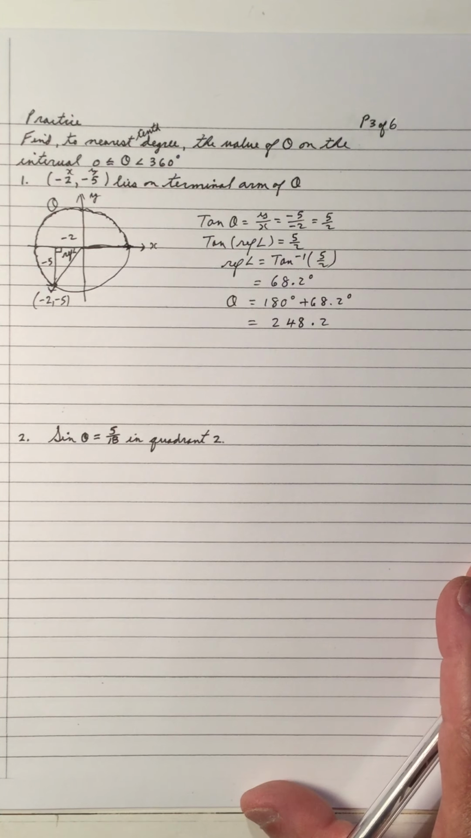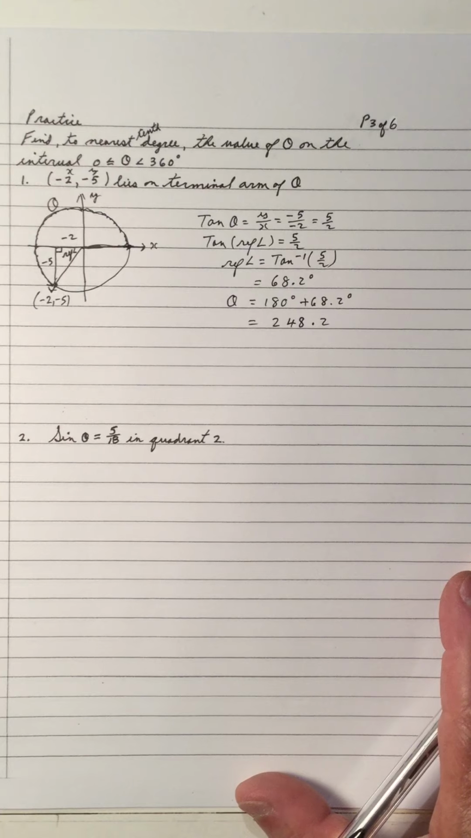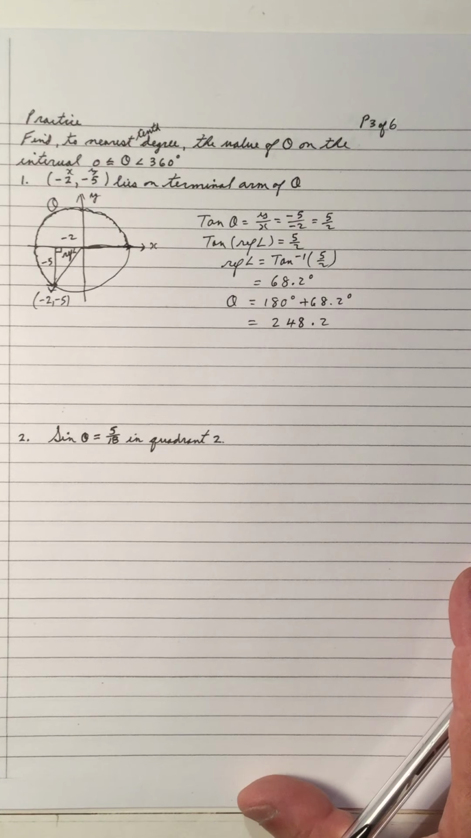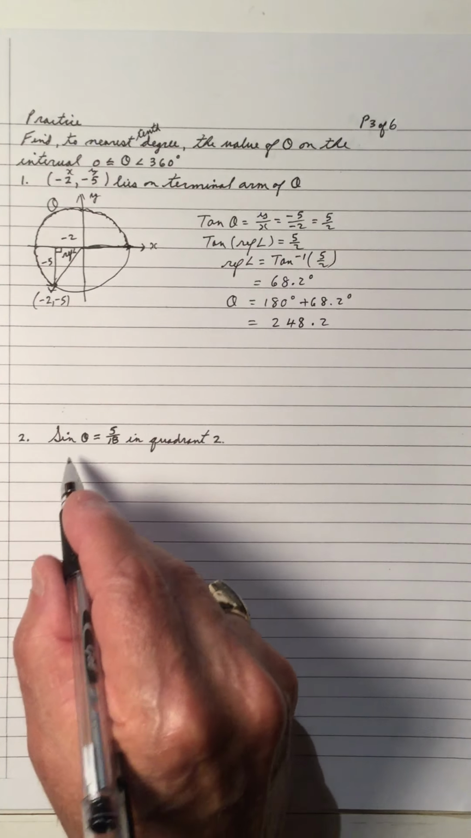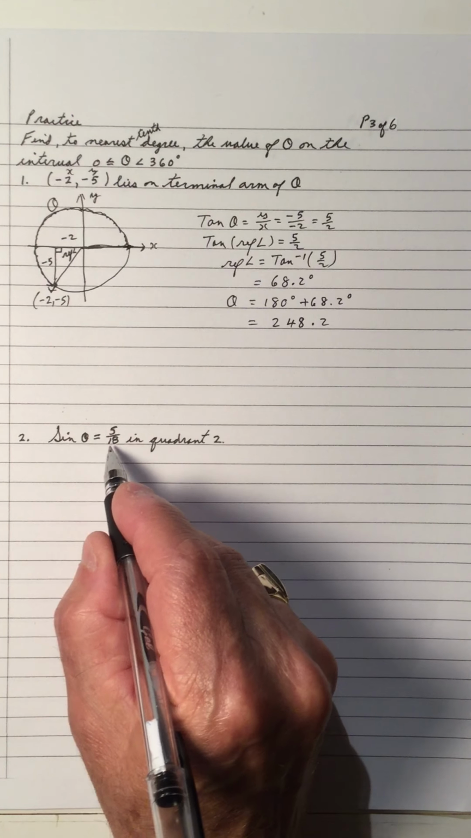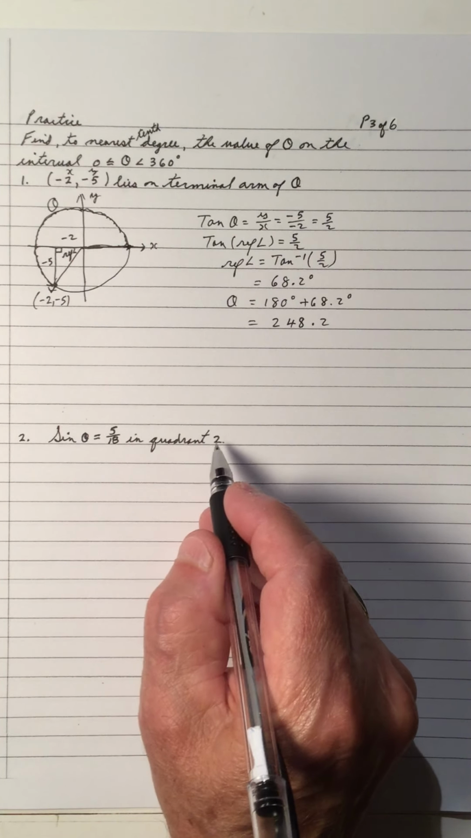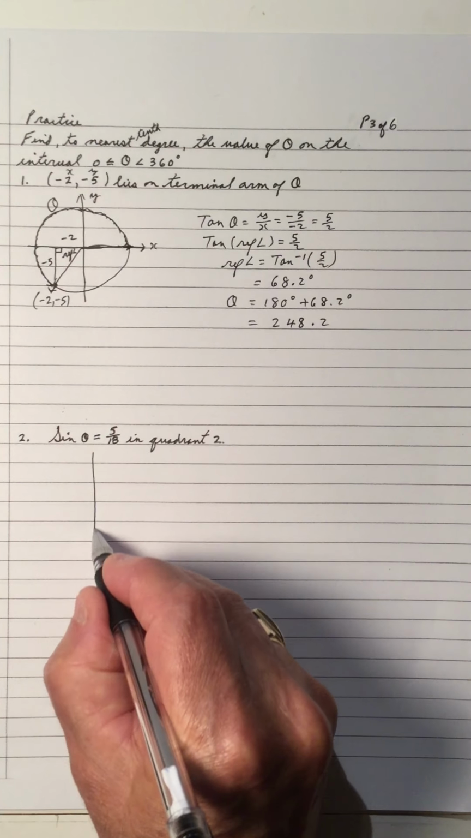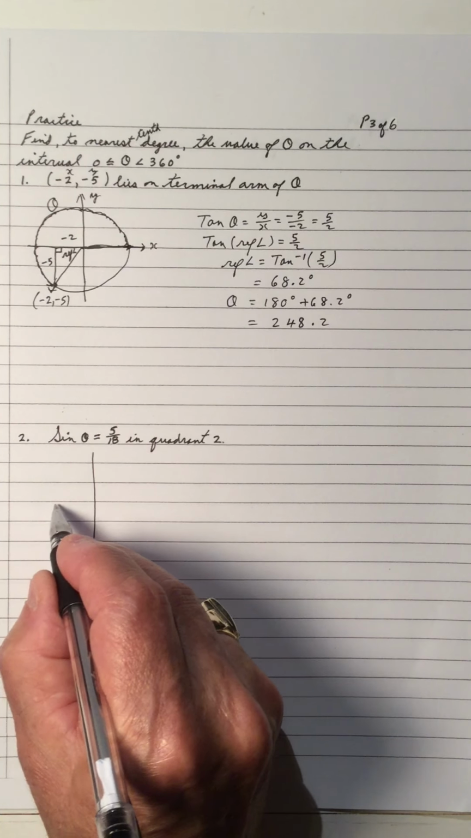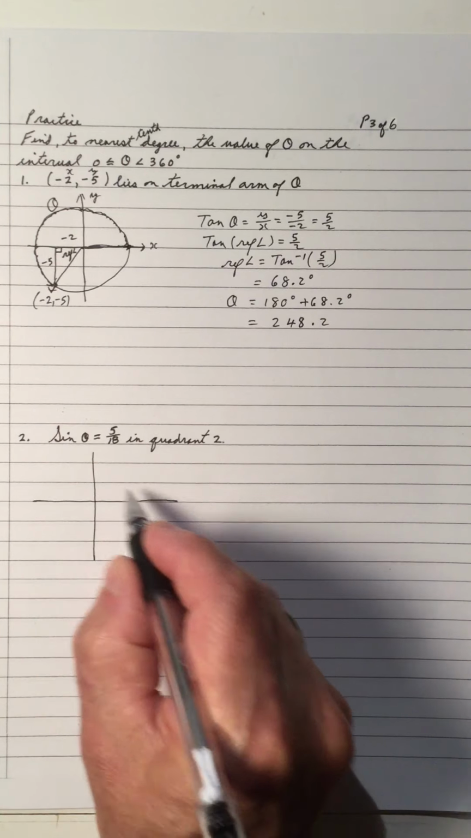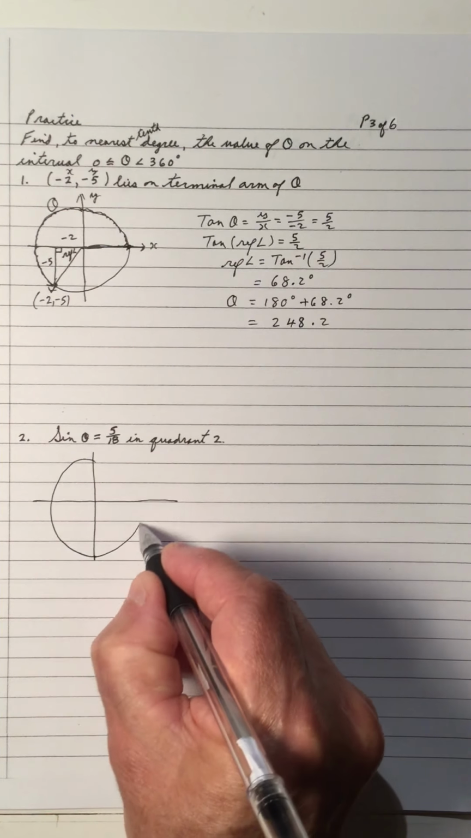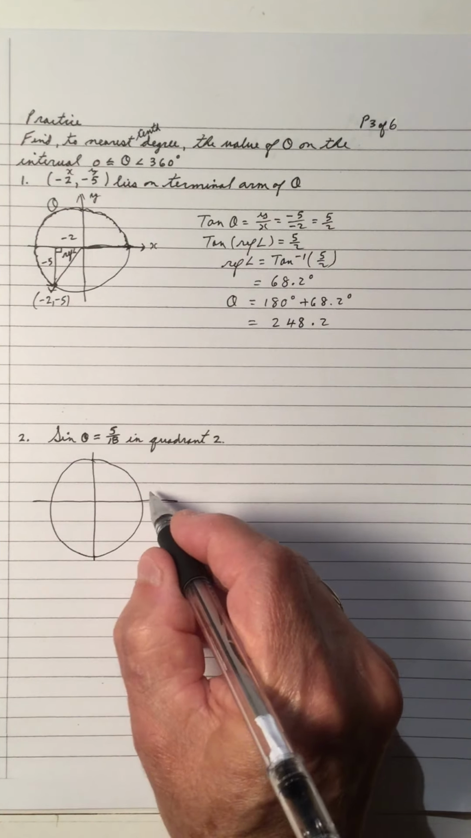And we have another one to do, so don't forget, if you want, pause the video and work out your answer first. Good way to do it. Sine is 5/18 in quadrant 2. We want to find the value of theta in quadrant 2. So we'll draw the diagram in quadrant 2. We do the rotation. We're going to do it in terms of a circle.